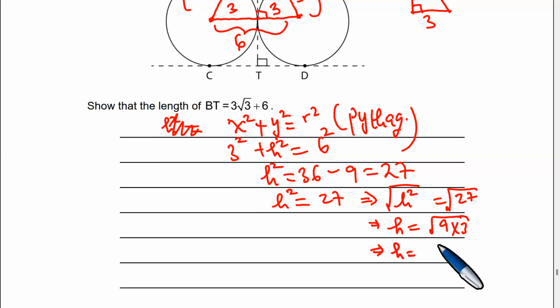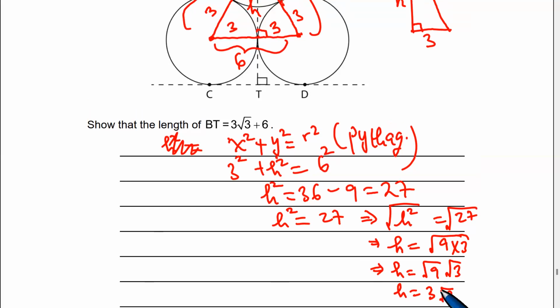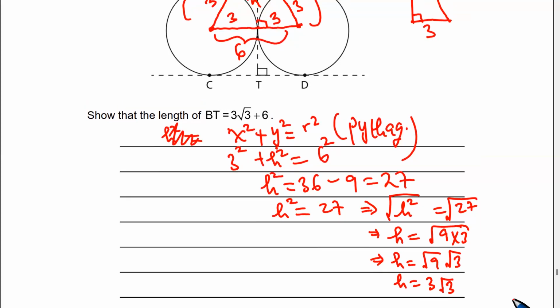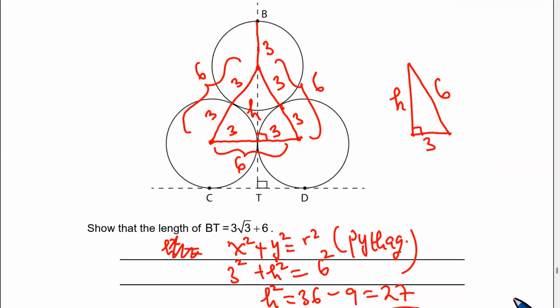So this is the square root of 9, the square root of 3. What is the square root of 9? The square root of 9 is 3. So this is 3, the square root of 3. Okay, so now we got this, which means that this h here is 3, the square root of 3. Now this one is 3, the square root of 3, but you want to find BT.